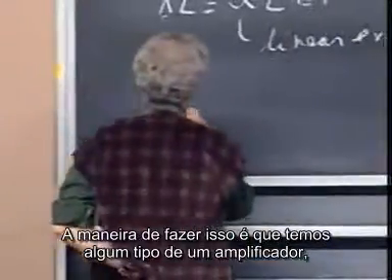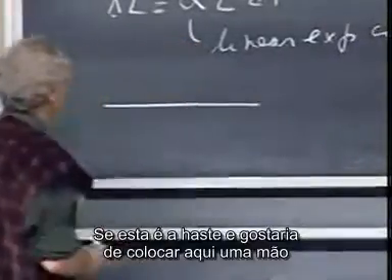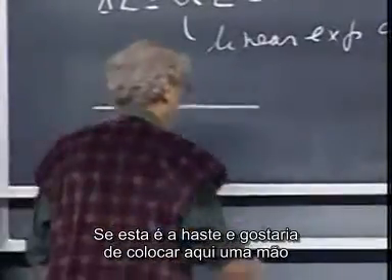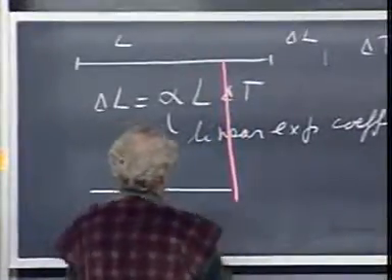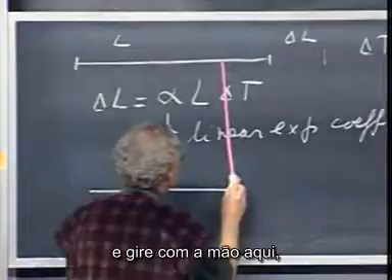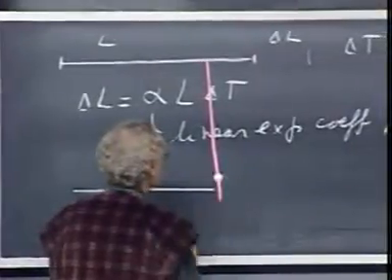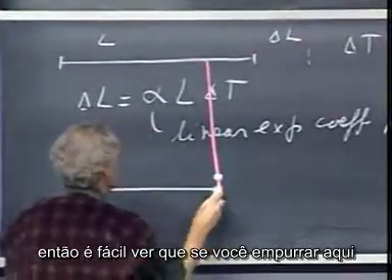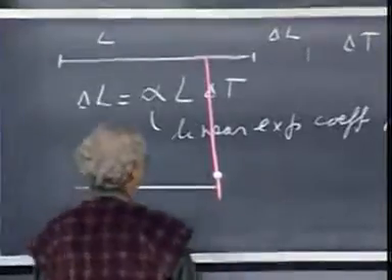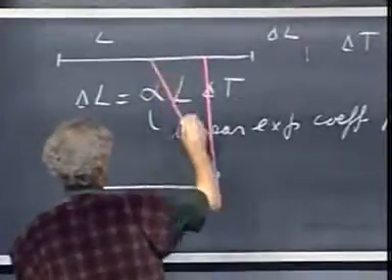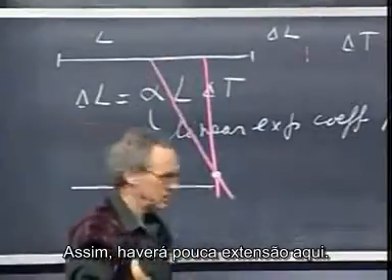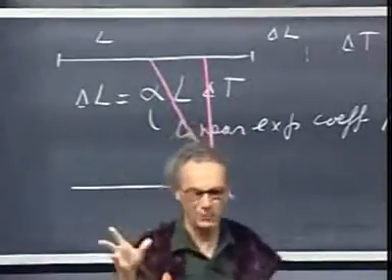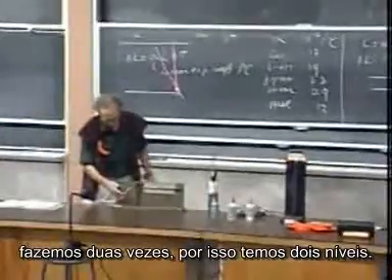The way we do that is we have some kind of an amplifier. If this is the rod, and I put a hand here and pivot that hand here, then it's easy to see that if you push against it here, this hand will go like this. So very little extension here will give you a large extension there. We do it twice, so we have two levels. And that is this arm.